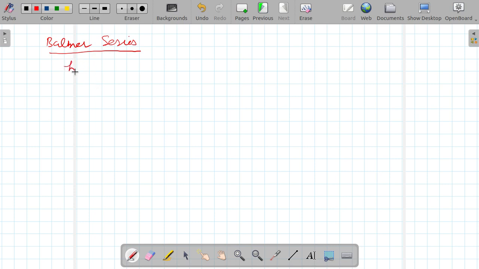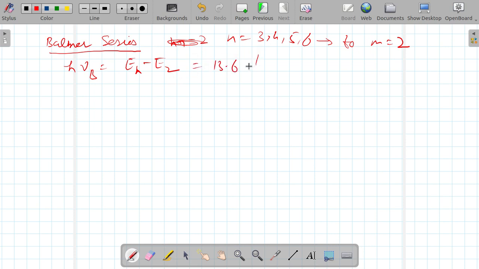So for the Balmer series, there is a transition from n is equal to 3, 4, 5, 6 to m is equal to 2, right? So h nu b is represented as En minus E2, and it is 13.6 times 1 by 2 square minus 1 by n square. So it is 13.6 by 4 minus 1 by n square. It comes out to be in electron volt.